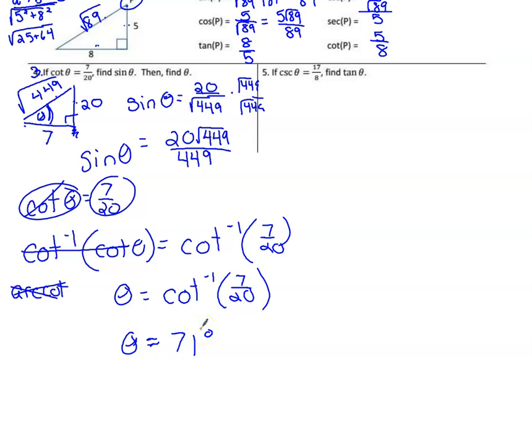Now, for number 5, it says if cosecant is 17 over 8, what is tangent going to be? So here's another one where we draw a triangle and label one of the two acute angles as theta. Cosecant is the reciprocal of sine. Sine is opposite over hypotenuse, so this is hypotenuse over opposite. And this time, to do Pythagorean theorem, we would have to take hypotenuse squared minus leg squared. So 17 squared minus 8 squared.